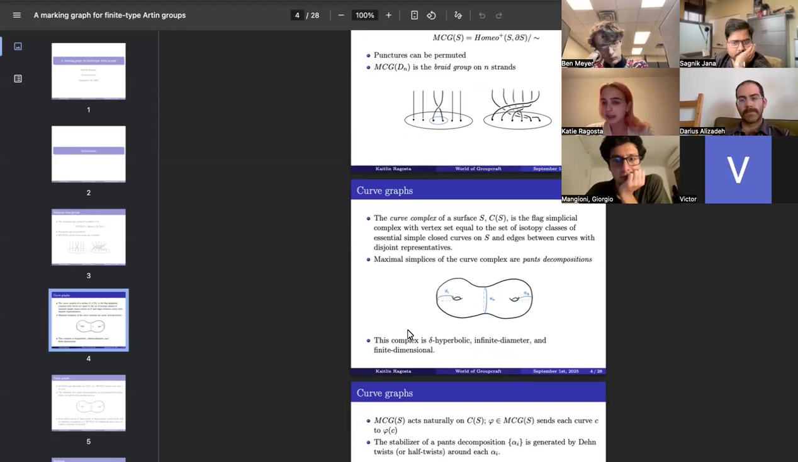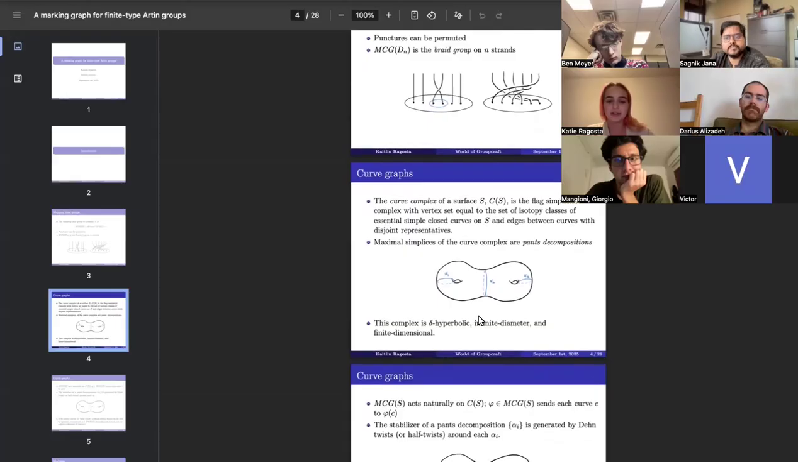The curve complex is hyperbolic, it's infinite diameter, and most importantly for us today, it's finite dimensional. So what that means is there's always a finite number of curves that give me a pants decomposition of the surface. My maximal simplices are finite dimensional.